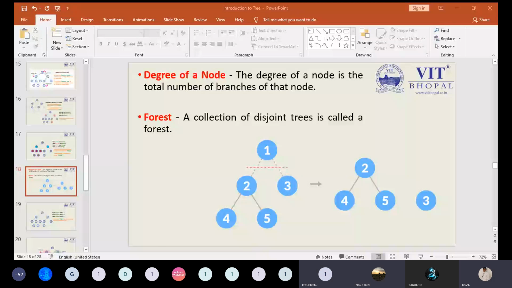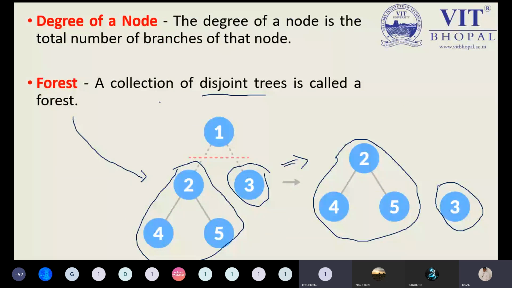Degree of 4 is 0 and degree of node 2 is 2. Okay, just a second. Degree of 4 is 0, degree of 5 is 0, and degree of 2 is 2, as you are saying, and the degree of 3 is 0. So is it correct or not?